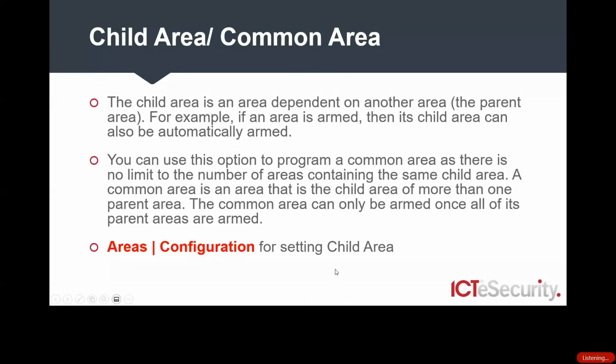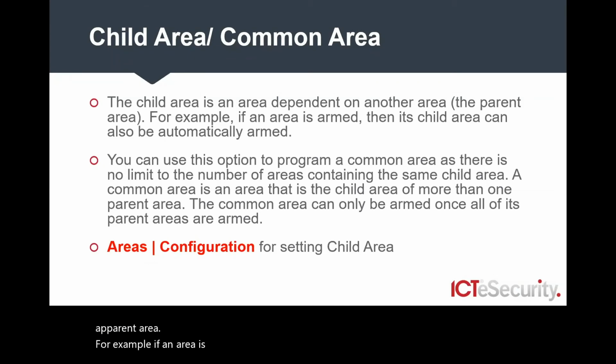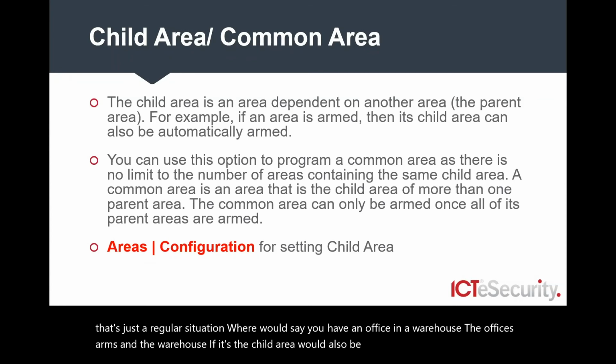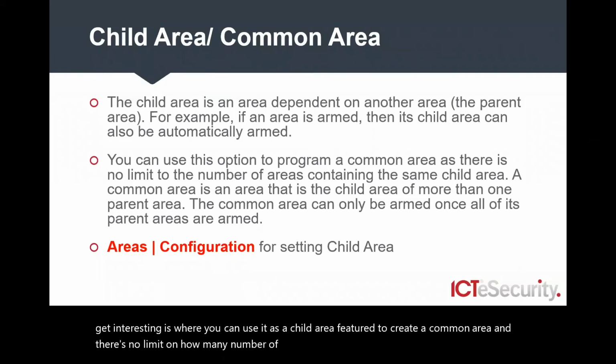All right. So, child area or a common area. A child area is one dependent on another one, like a parent area. For example, if an area is armed, then a child area can be automatically armed. That's a regular situation where, let's say you have an office and a warehouse, the office is armed, and the warehouse, if it's a child area, would also be armed. But where this can get interesting is where you can use the child area feature to create a common area. And there's no limit on how many areas can have a child area that they're relating to.